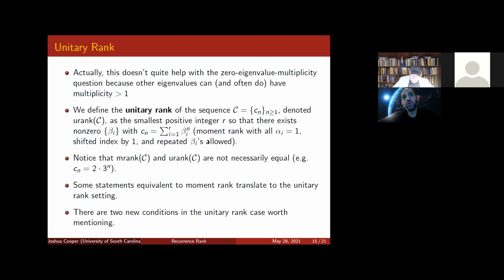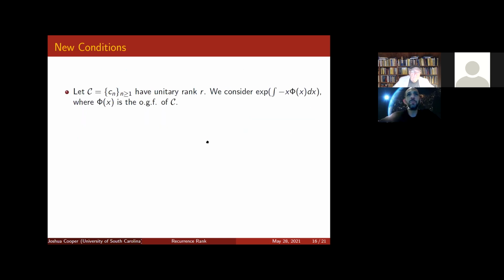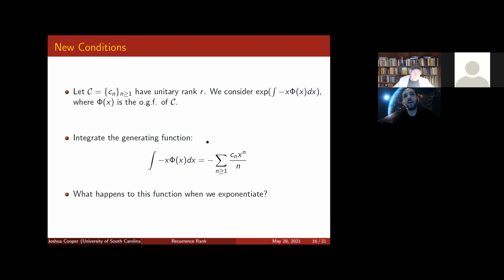But I just want to mention there are 2 other properties worth mentioning. One is, you have a sequence of unitary rank R, consider this strange function. Take the ordinary generating function of the sequence, multiply it by x, take the negative and integrate it. Why do that? Because you get the sequence we're looking for, the Cn over n sequence.